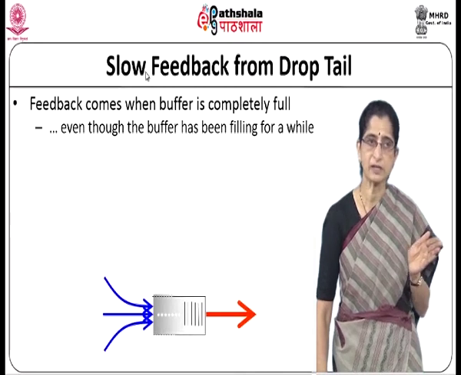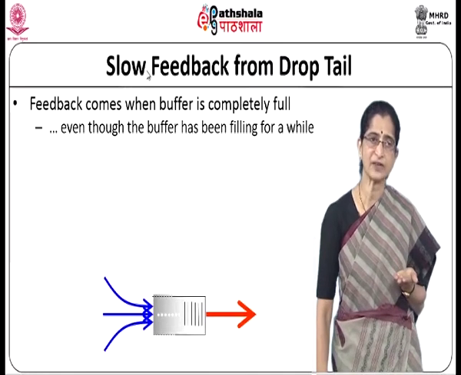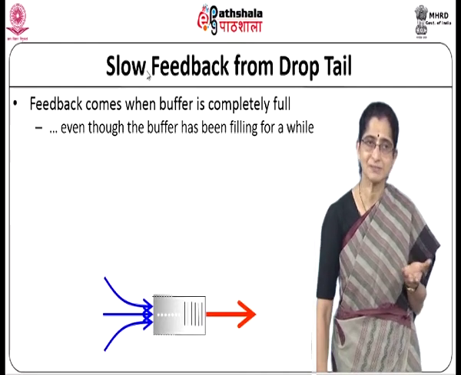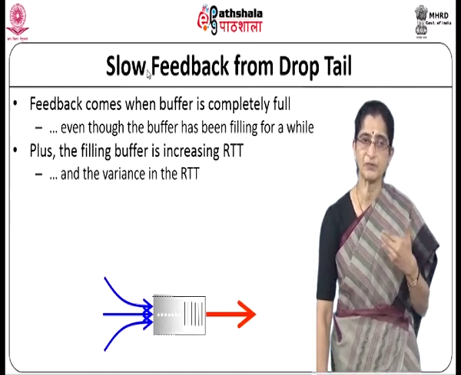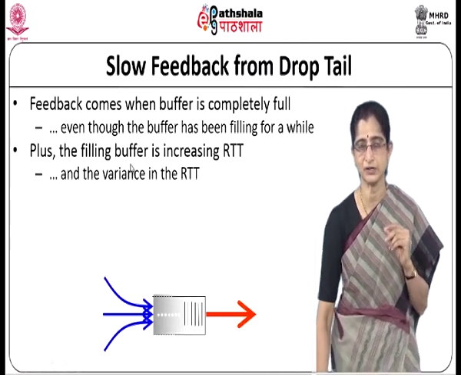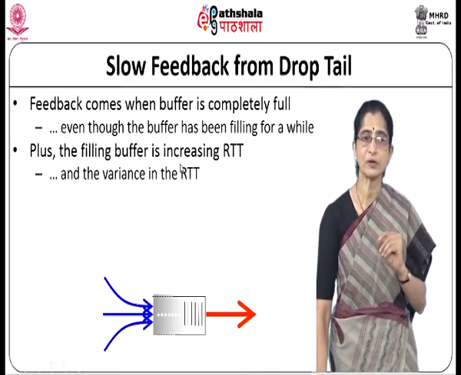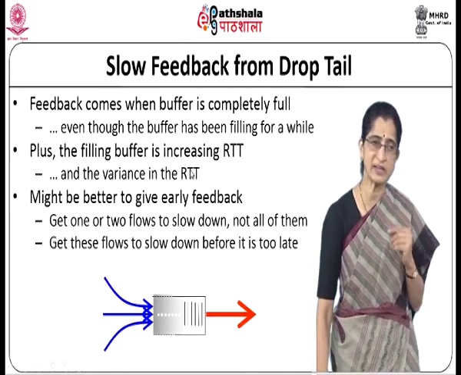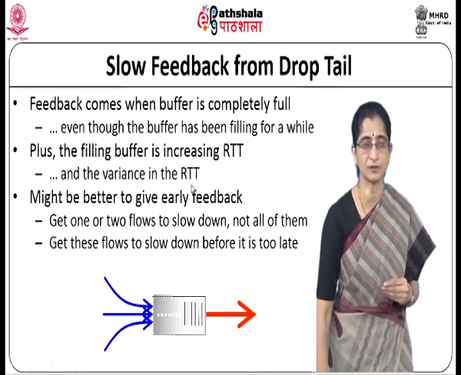If the router were to look at the queue lengths, it would identify that the buffers are becoming fuller and fuller, which means congestion is beginning to set in. Can this behavior be tracked and informed to TCP? That is what we would like to do. When the buffer is getting filled, the RTT will increase, and there will also be a variance in the RTT, because more and more packets are in the queue, so obviously the delays will be higher.